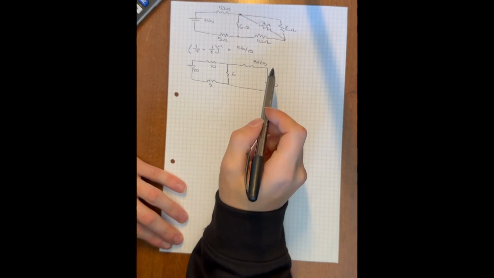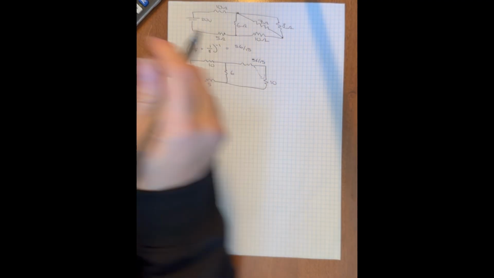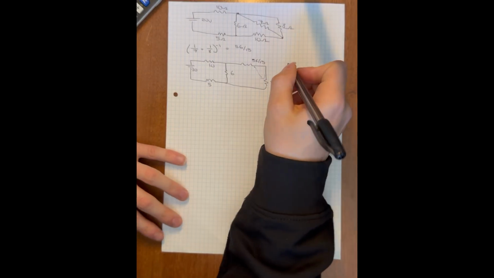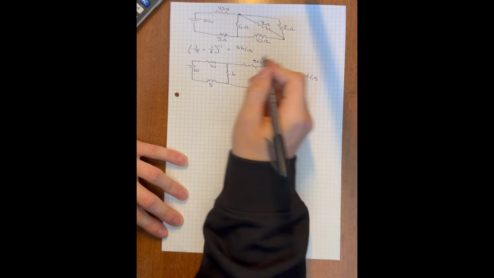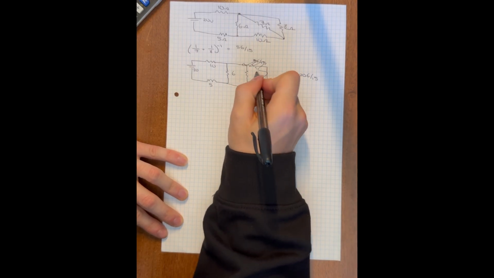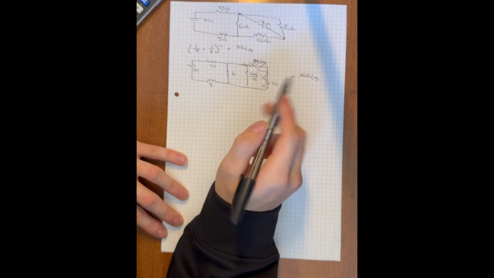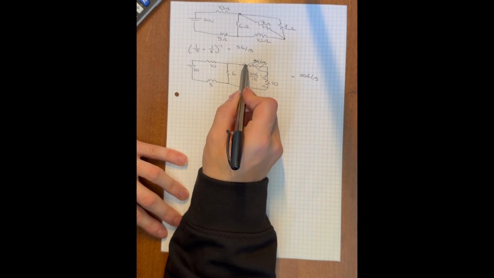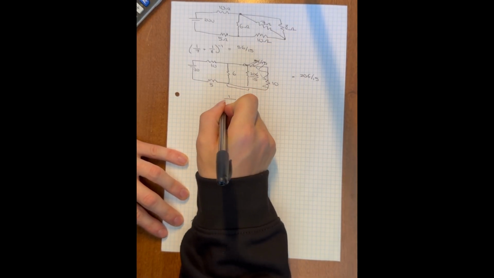So now we can see that these are in series, so we can just add them up, and that will give us 206 over 15. So now we can get rid of this and add another, and we can just add it like this. And again, now we have another problem. We have these resistors in parallel, so now we have to add them up.